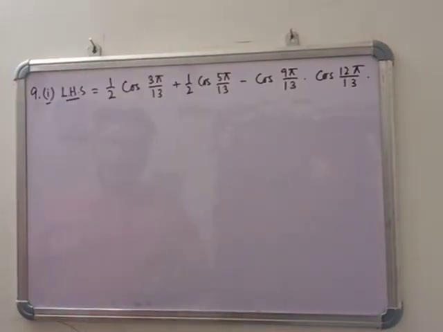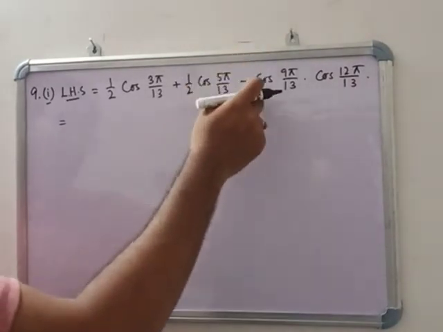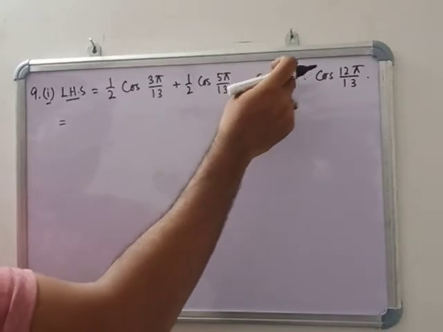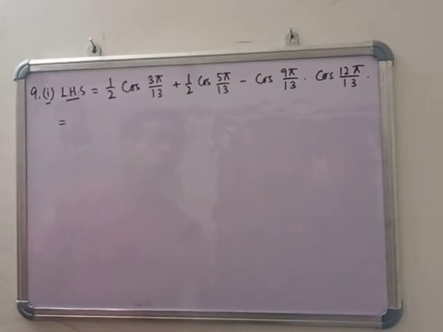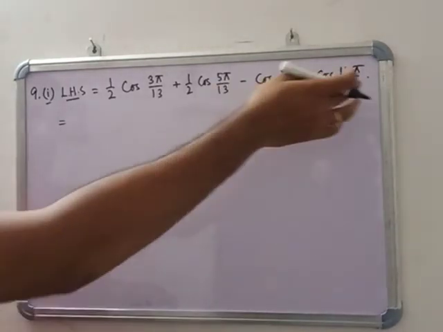In number 9, see that 1 by 2 cos 3 pi by 13 plus 1 by 2 cos 5 pi by 13 minus cos of 9 pi by 13 into cos 12 pi by 13. So if we multiply by 1 by 2, then we get 2 cos 9 pi by 13 into cos 12 pi by 13 here. So 2 cos A cos B, that means cos A plus B plus cos A minus B.